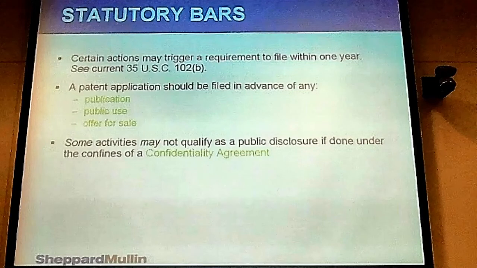There are some statutory bars that can trigger. This is called USC 102. This is the novelty requirement of the patent. Essentially, it says what we've already said. You cannot offer the invention for sale. If you do, you have a year to file your application or you'll be barred. If your invention has been disclosed in any patent or publication in this or any foreign country, you will be barred from obtaining your patent.